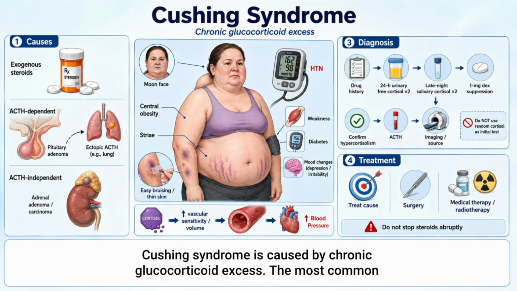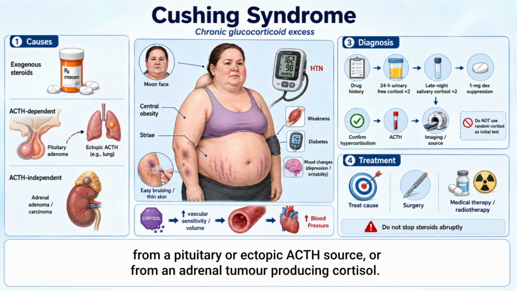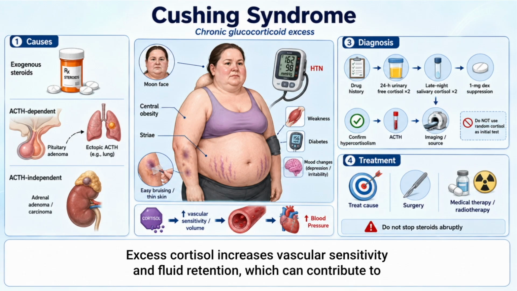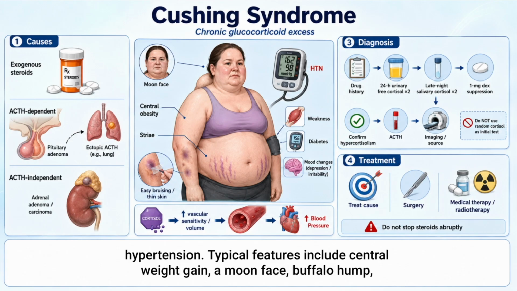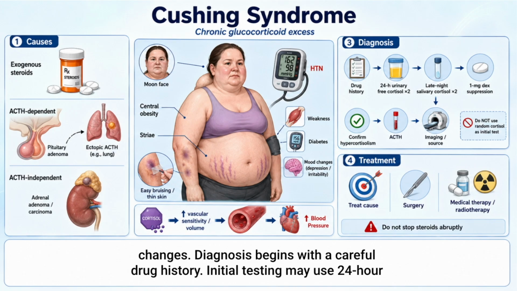Cushing syndrome is caused by chronic glucocorticoid excess. The most common cause is long-term prescribed steroid treatment. Endogenous disease may result from a pituitary or ectopic ACTH source, or from an adrenal tumor producing cortisol. Excess cortisol increases vascular sensitivity and fluid retention, which can contribute to hypertension. Typical features include central weight gain, a moon face, buffalo hump, white-purple striae, easy bruising, thin skin, muscle weakness, diabetes, and mood changes. Diagnosis begins with a careful drug history.